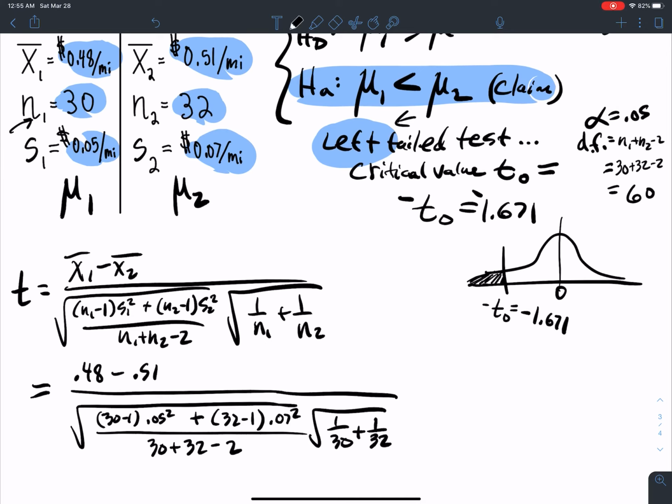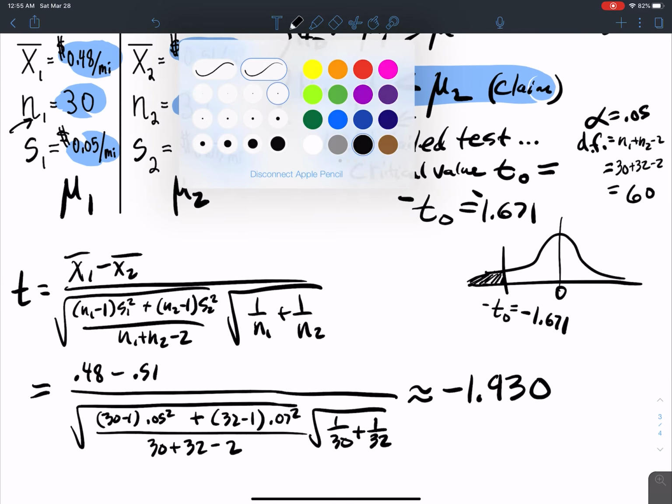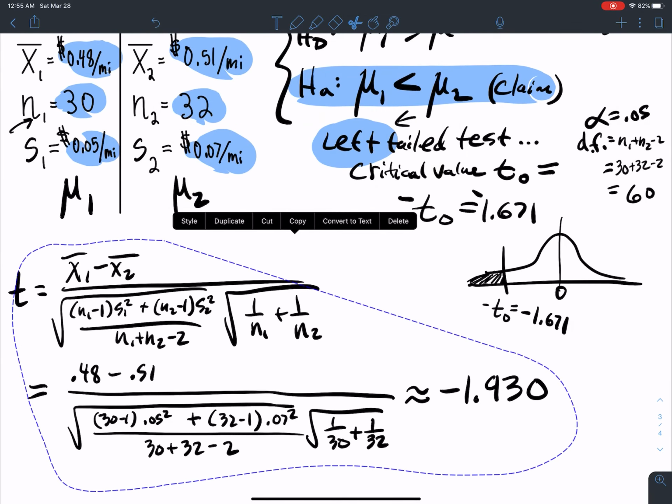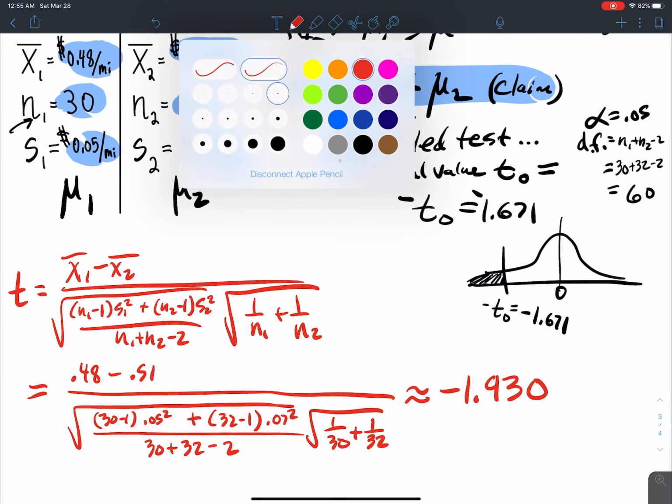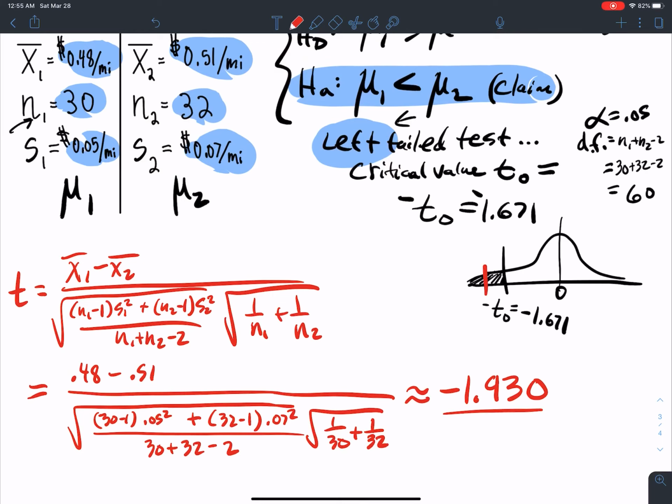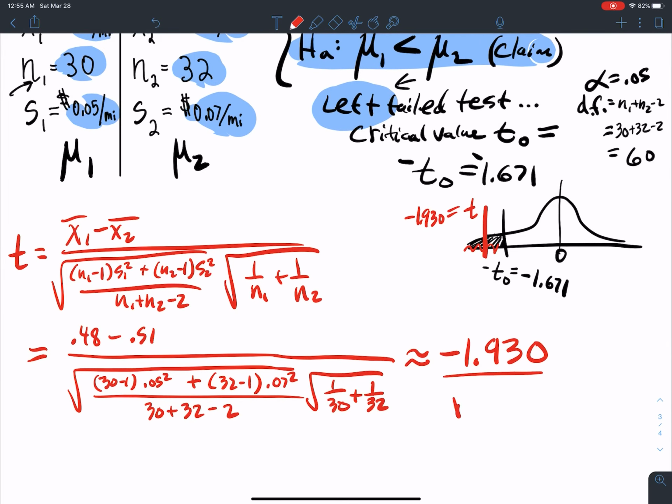That's a lot, and that's really challenging to type into your calculator, okay? But if you can do it, good for you. Negative 1.930, okay? Negative 1.930. Where does this fall? Okay, so I'm going to make it red because I'm going to put red over here. With respect to my critical region, it falls over here. t equals negative 1.930. Okay, so I fell into the rejection region. So I reject the H0, reject H naught. Why? Since t was less than negative 1.671. It's in the rejection region, so that means it's less than that value, okay?